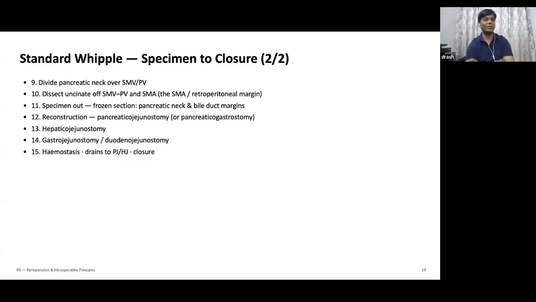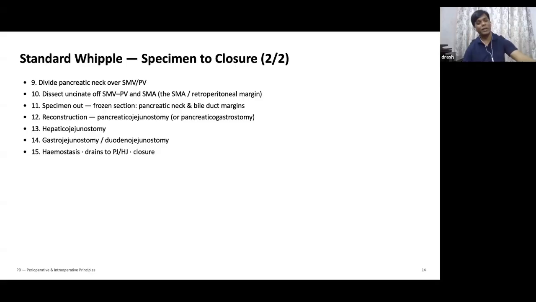How will you divide? As you create your tunnel, you start dividing the pancreas. What precaution will you take? Sir, we'll take hemostasis sutures on both the inferior and superior border of the pancreas, and we can use the harmonic energy source to divide the pancreas.